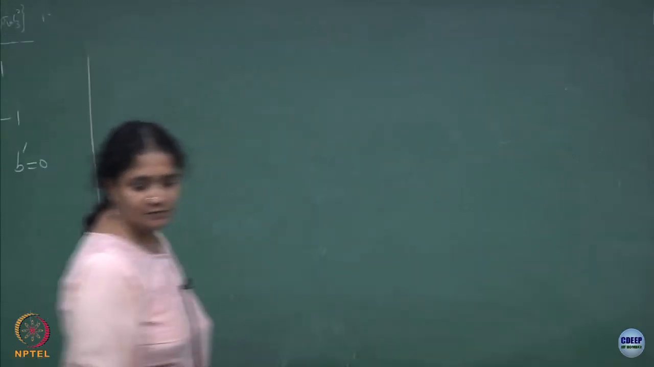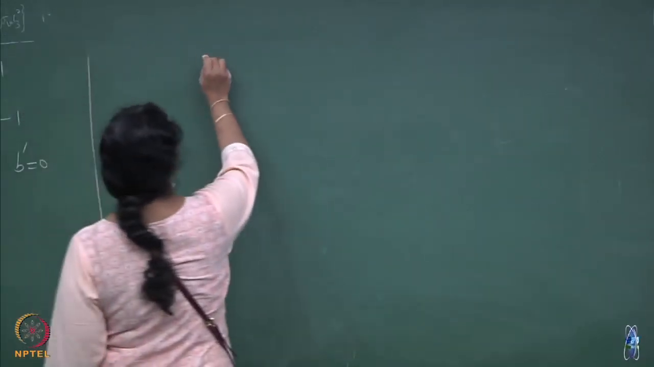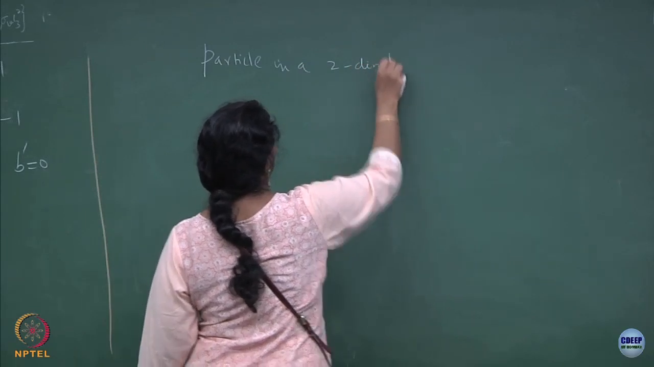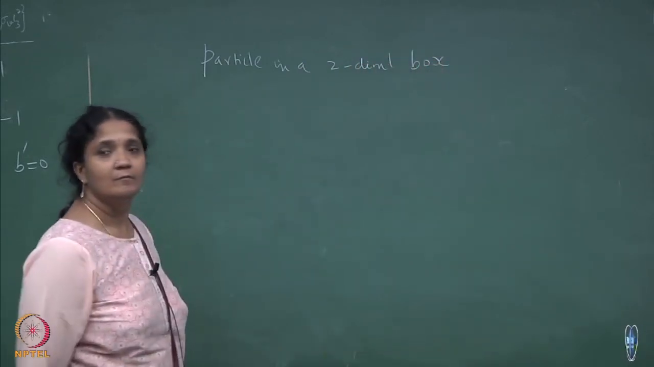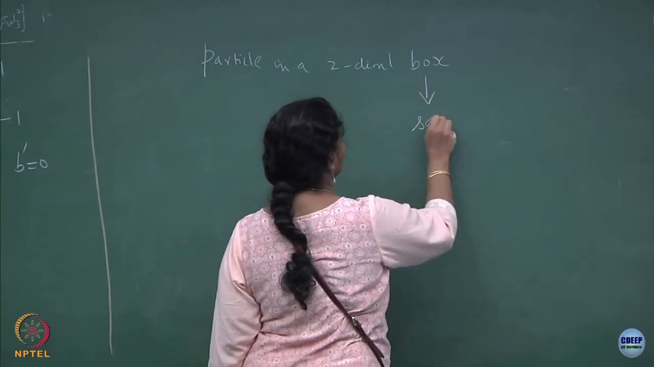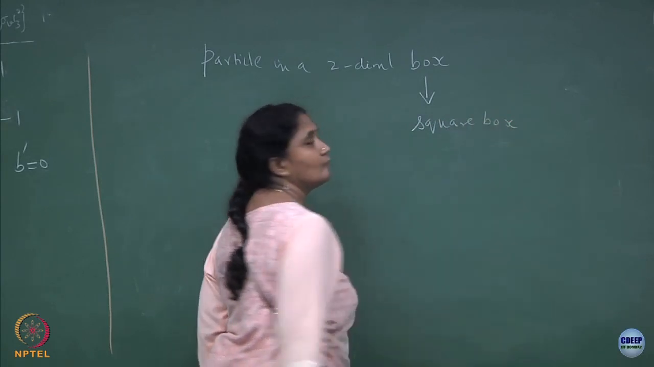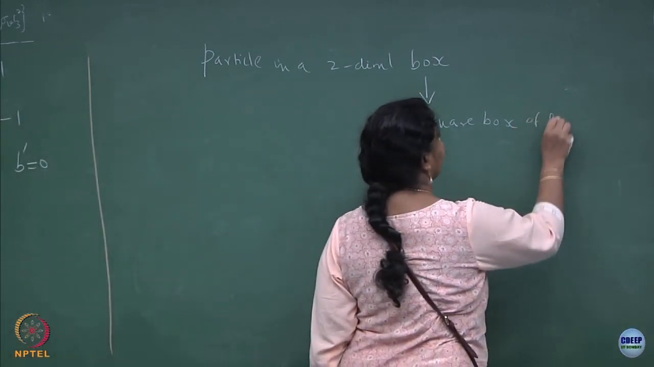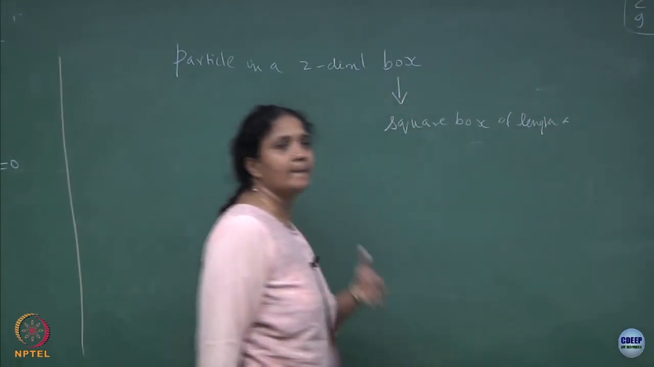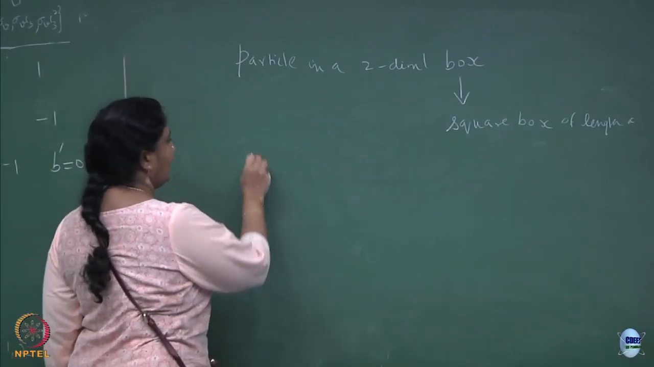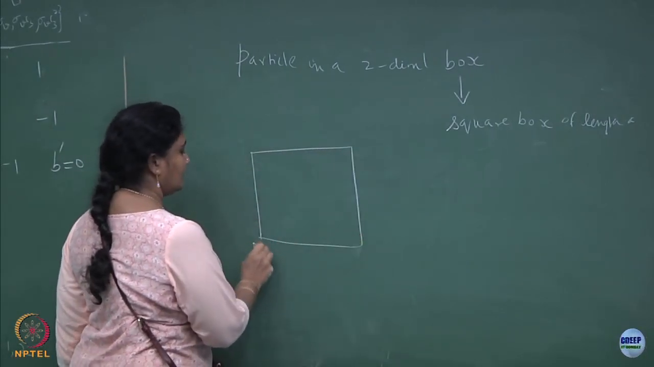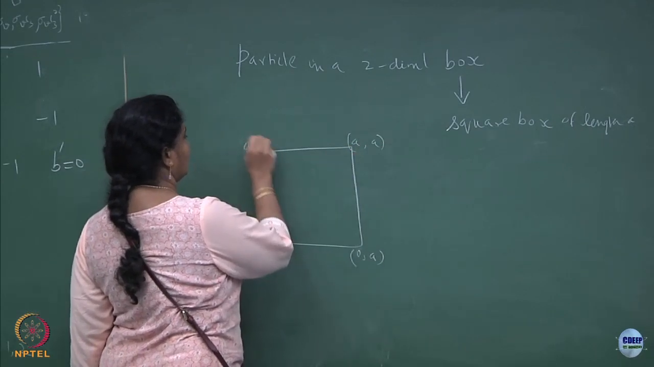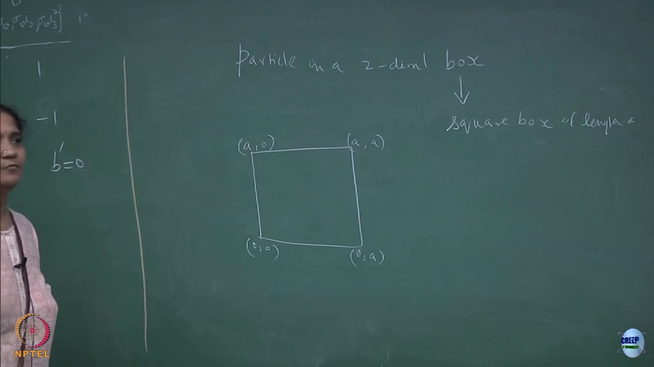Okay. So, particle in a, let us take a 2-dimensional box. If the box is a square box, what is the meaning of it? Let us take the square box of length a. What is the meaning of this? You will have xy coordinates (0, 0), (0, a), (a, a), (a, 0), or the other way round, but I am just following this.